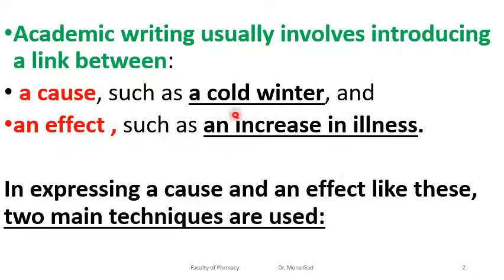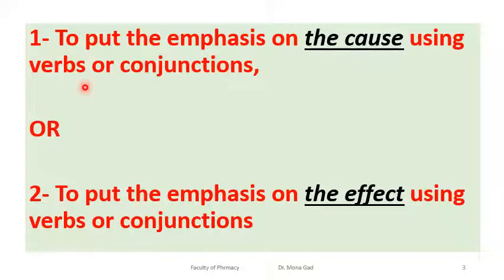How to express this? We have two main techniques to express a cause and an effect. First one, to put the emphasis on the cause using verbs or conjunctions. Second one, to put the emphasis on the effect, again using verbs or conjunctions. But how to use each one? Let's see.